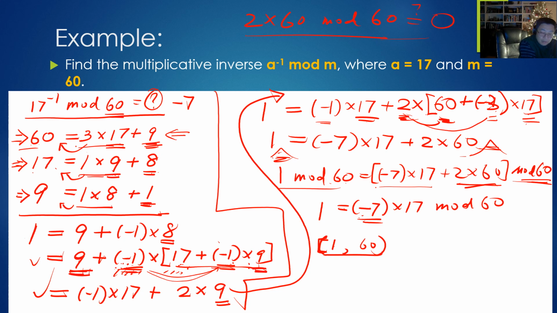So how to do this? It's pretty simple. Since -7 is a multiplicative inverse of 17 modulo 60, in order to find the multiplicative inverse of 17 modulo 60 within this range, what I need to do is just plus 60. -7 plus 60. So what did I get? I got 53. Now 53 is the multiplicative inverse of 17 modulo 60.